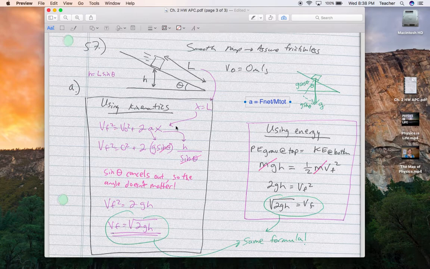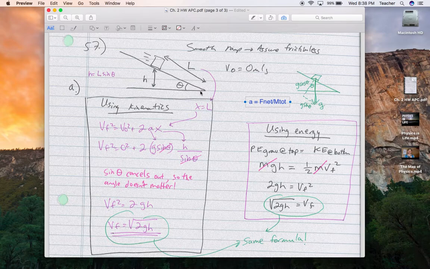So in this case, I'm going to use this kinematics formula to figure out the final speed. I'm trying to find that. I have 0 initial speed. That's easy. The acceleration I just found is g sine theta. Not too bad. X. Well, here I labeled it as L, so I kind of screwed up with that.